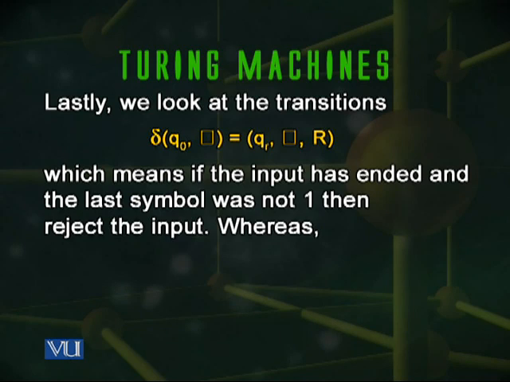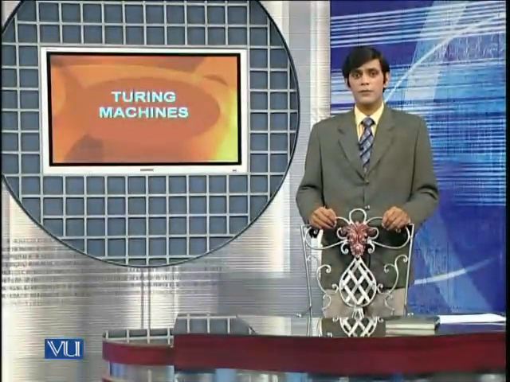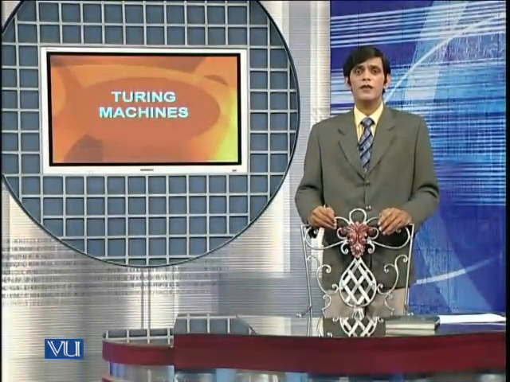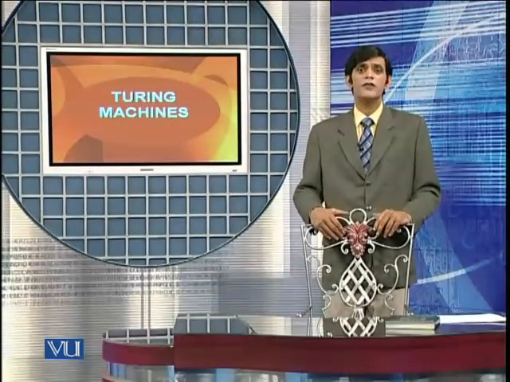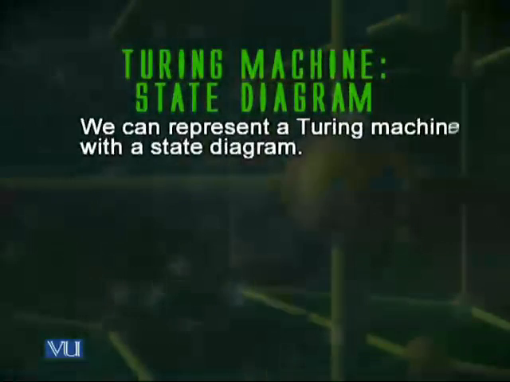The transition function can be given by a transition table, as you have seen before, but it can also be shown by a transition diagram. Let us look at the transition diagram of this Turing machine.